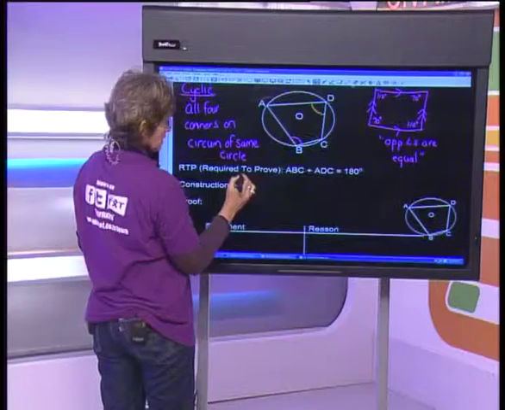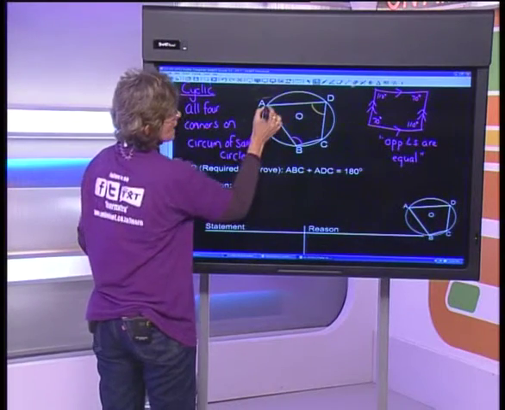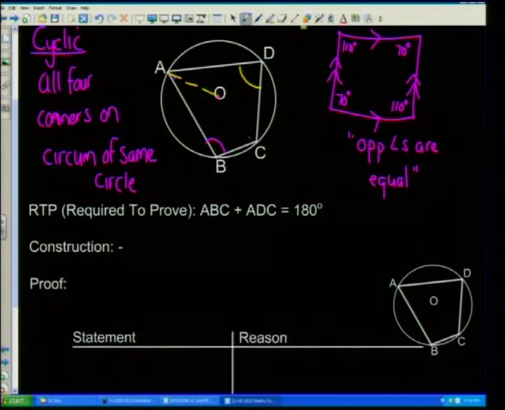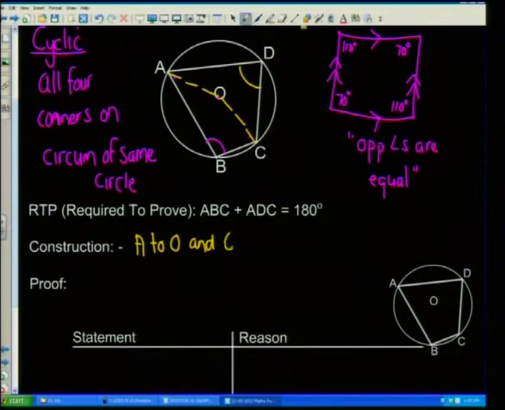So, what you're going to do when you do your construction is you're going to actually join A to O, all right, as we have, and O to C. All right? And when you do a construction, we normally dot it. So we join A to O and O to C.